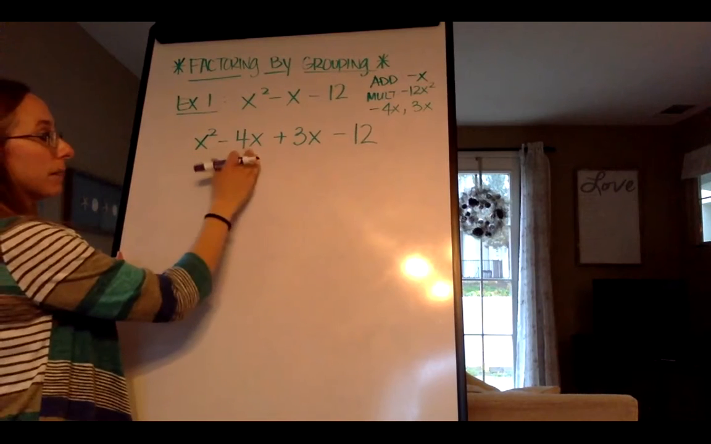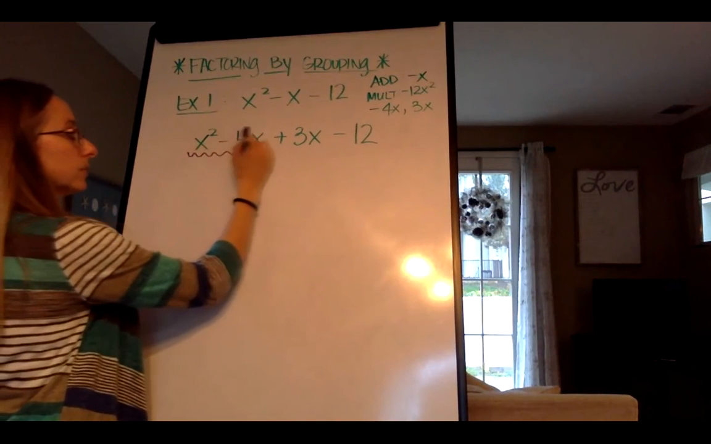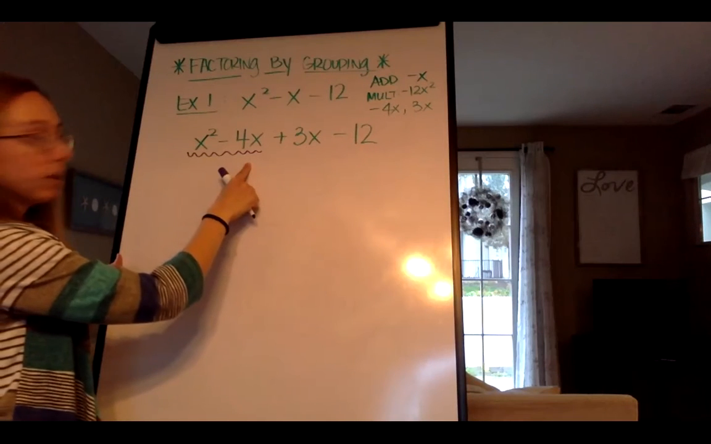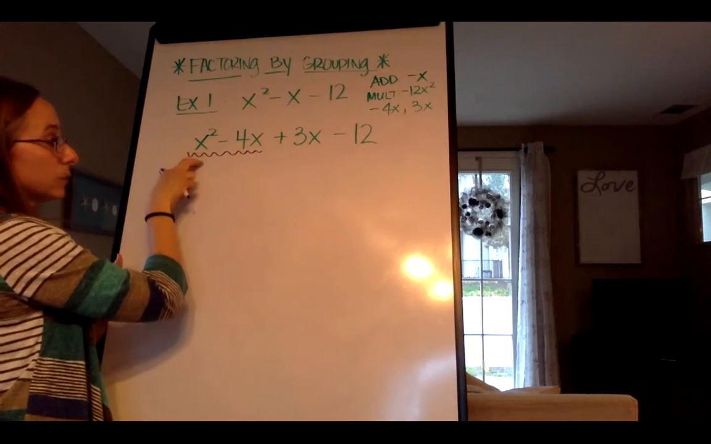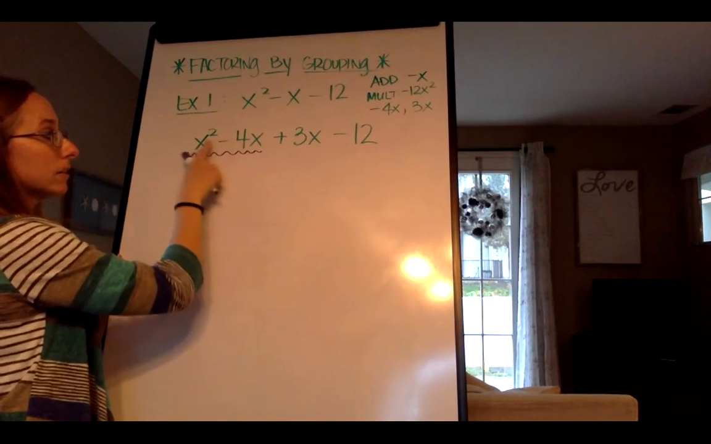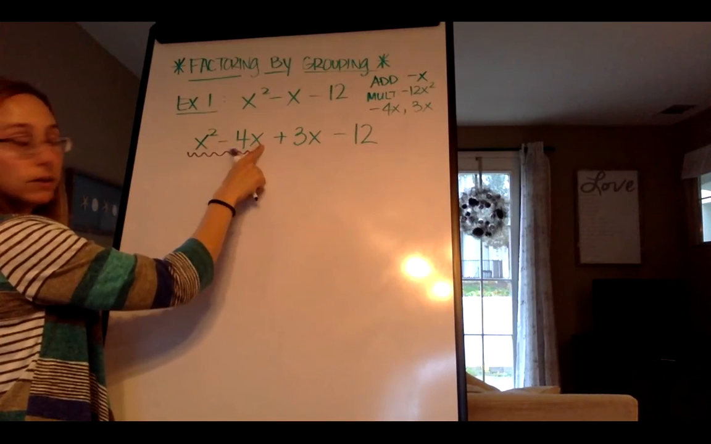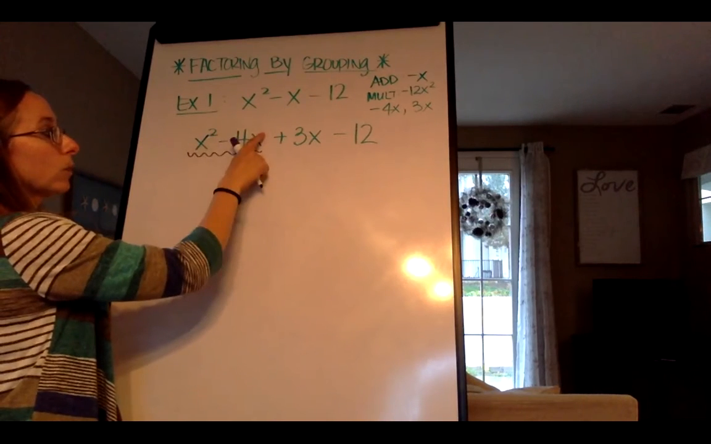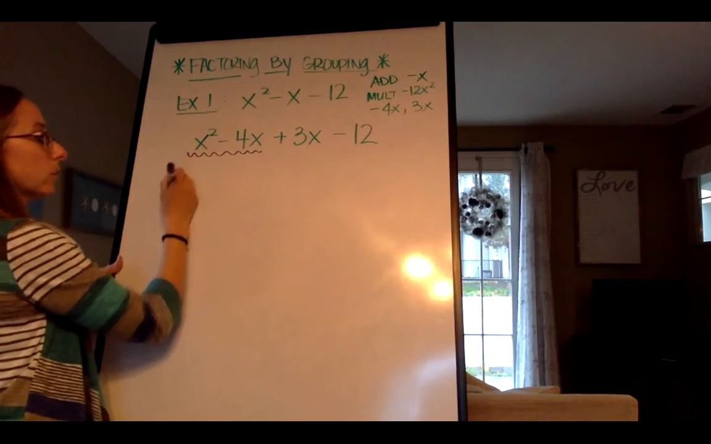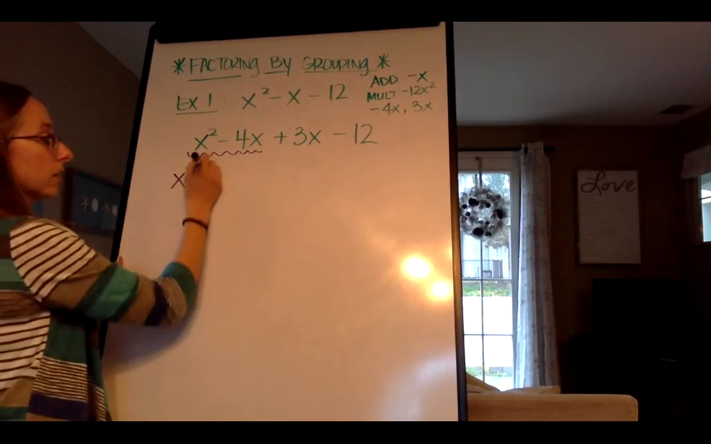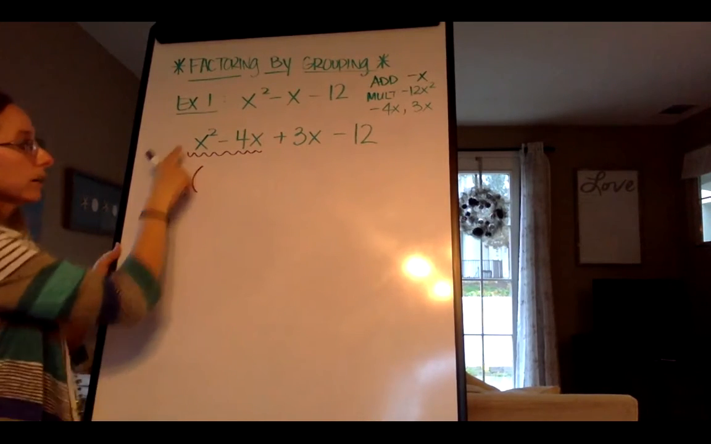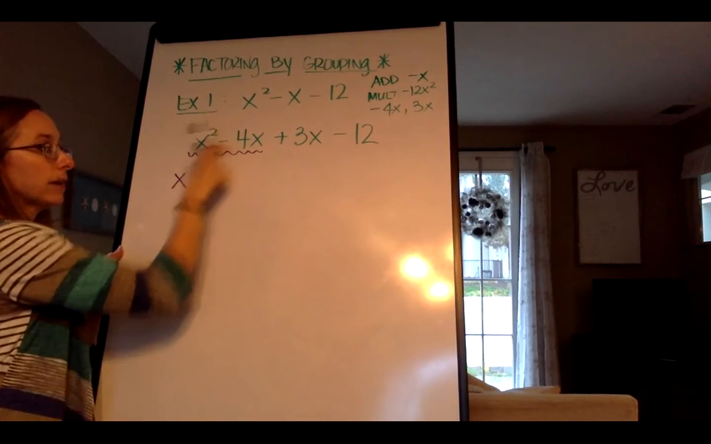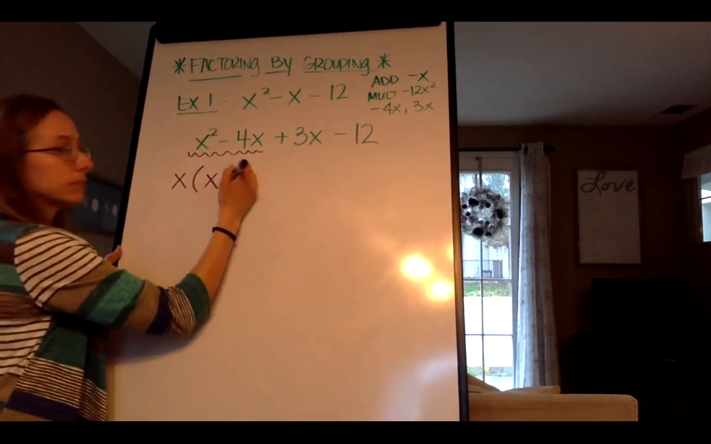We have x squared minus 4x. Looking at these first 2 terms, what do they both have in common? We have x squared and x to the first power; take the smaller exponent of the 2 and 1, so we take 1. So we're going to factor out x to the first power. What are we left with? X squared divided by x, you're left with x. Minus 4x divided by x, you're left with minus 4.